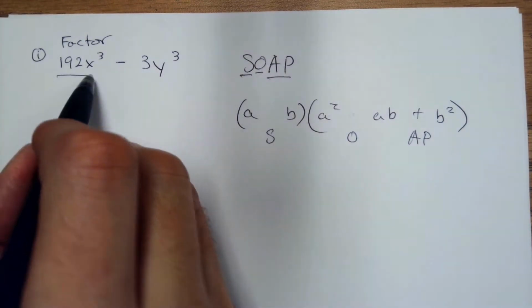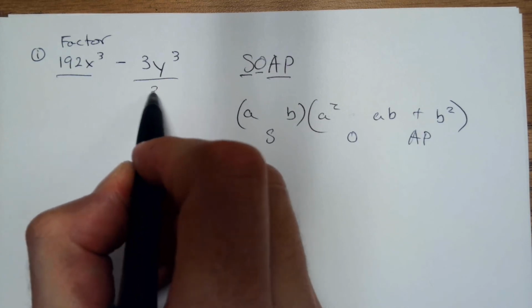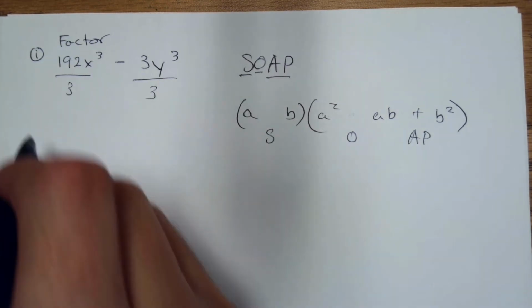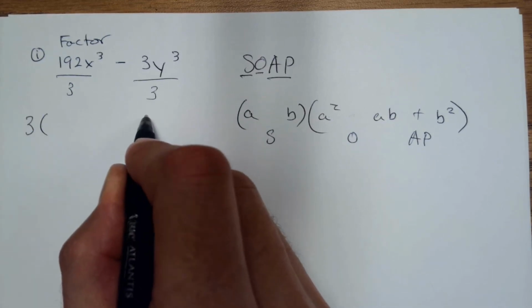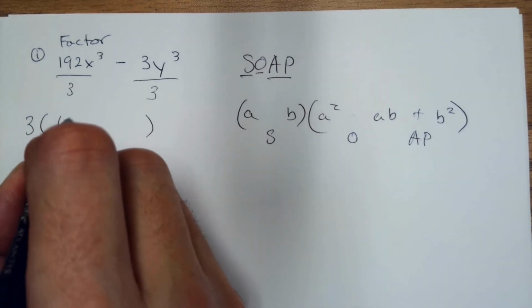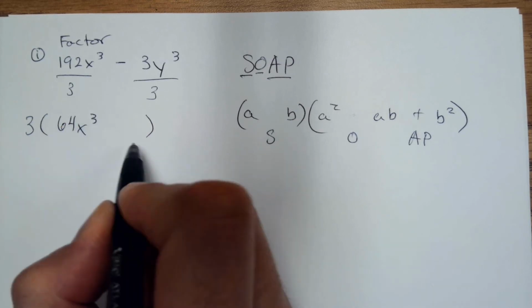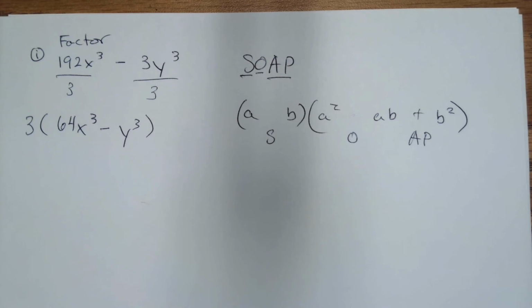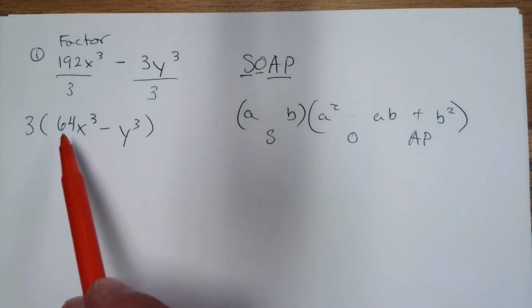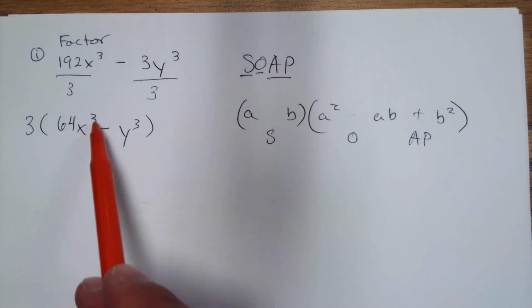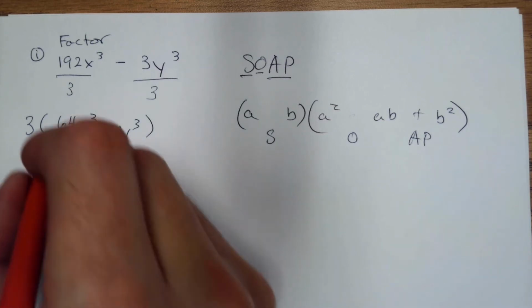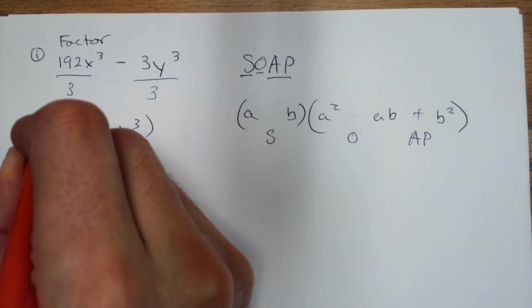Always, though, in every problem that you're doing, you're trying to divide by a greatest common factor. And in this case, it's 3. Whatever you divide by goes on the outside of parentheses. And you're left with 64x cubed minus y cubed. And you can square root the 64, but you can't square root evenly the x cubed and y cubed. So then that's your hint to try and cube root everything.